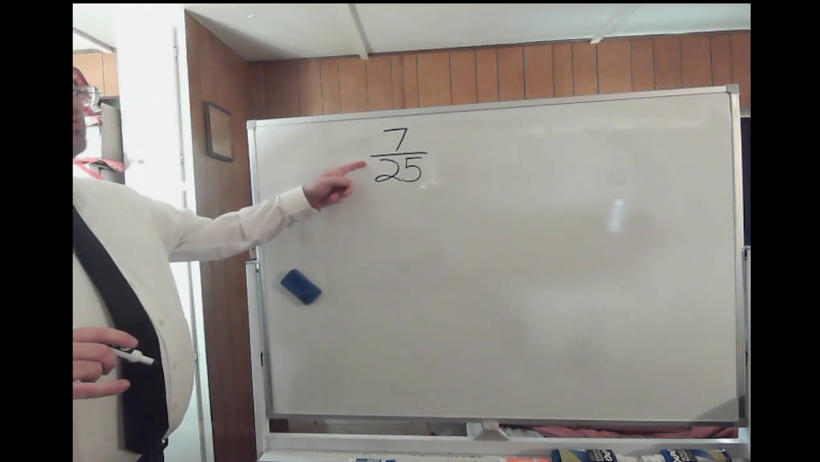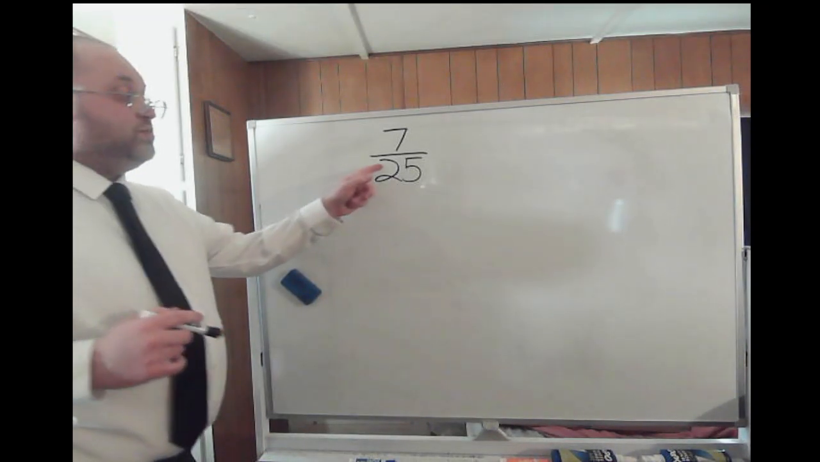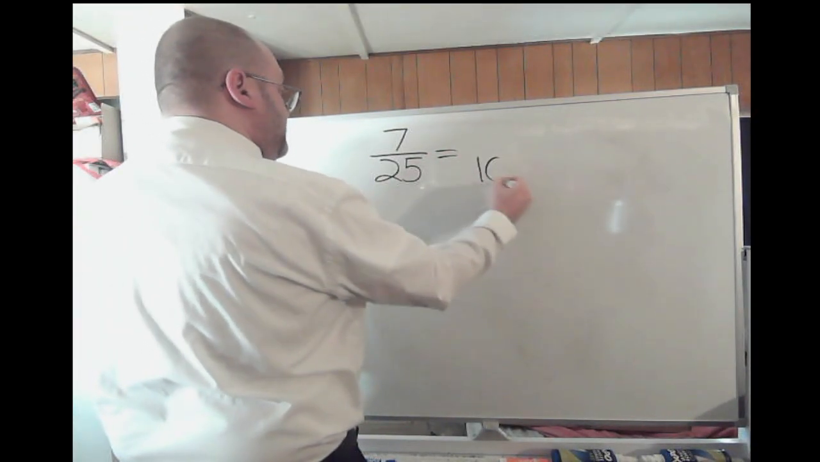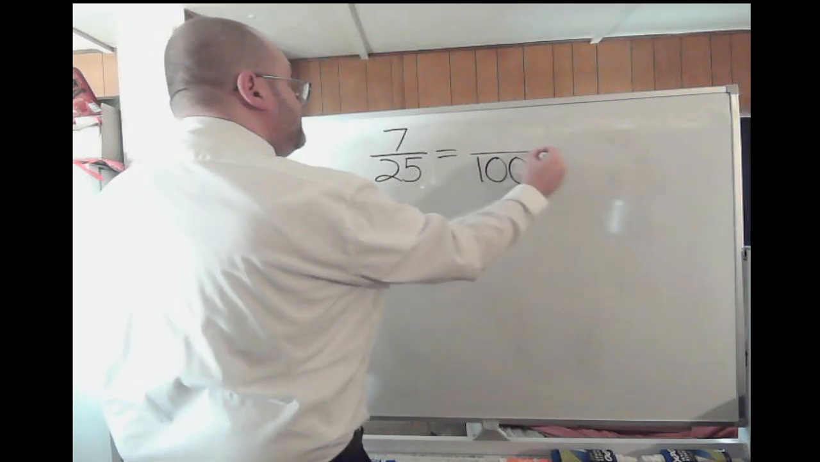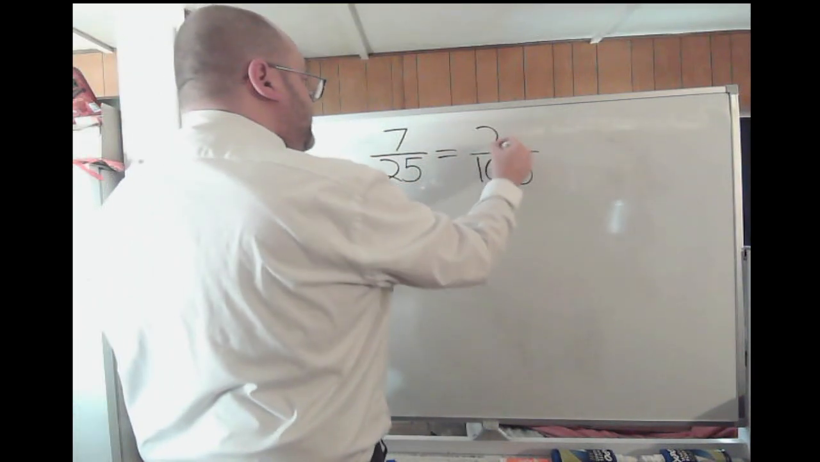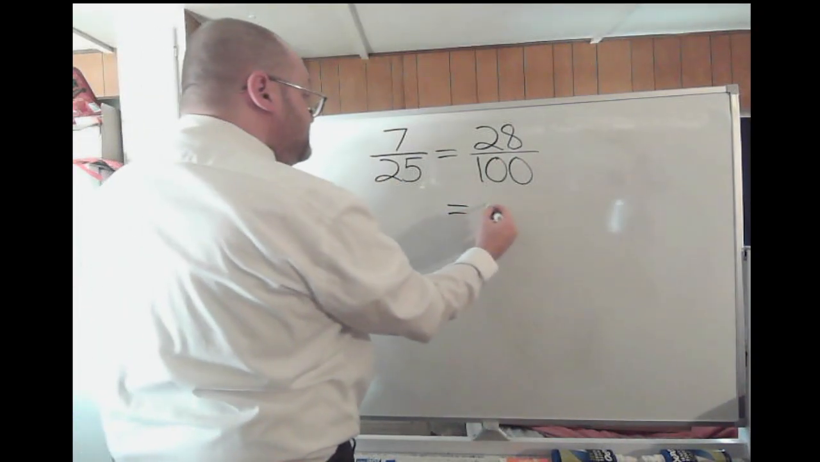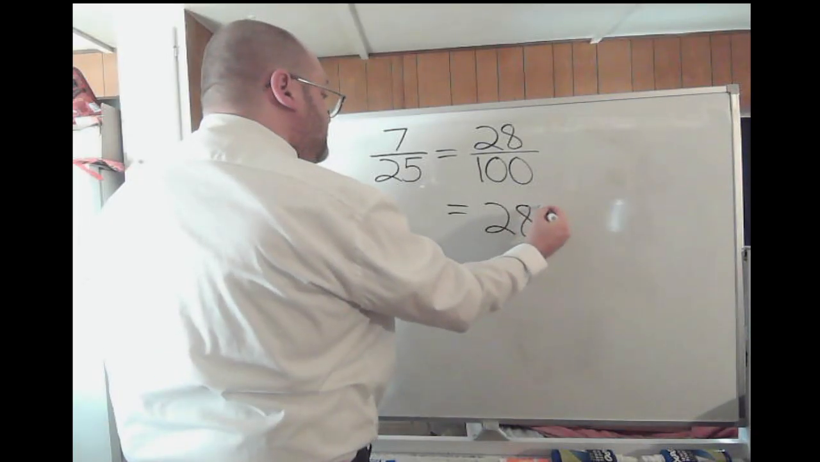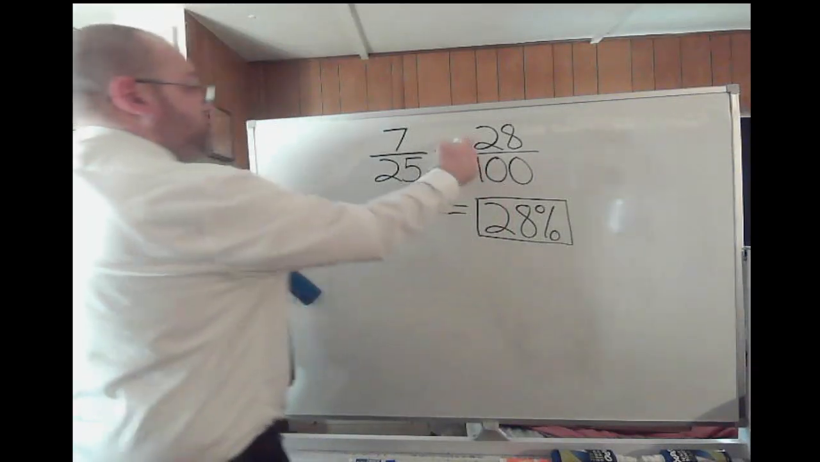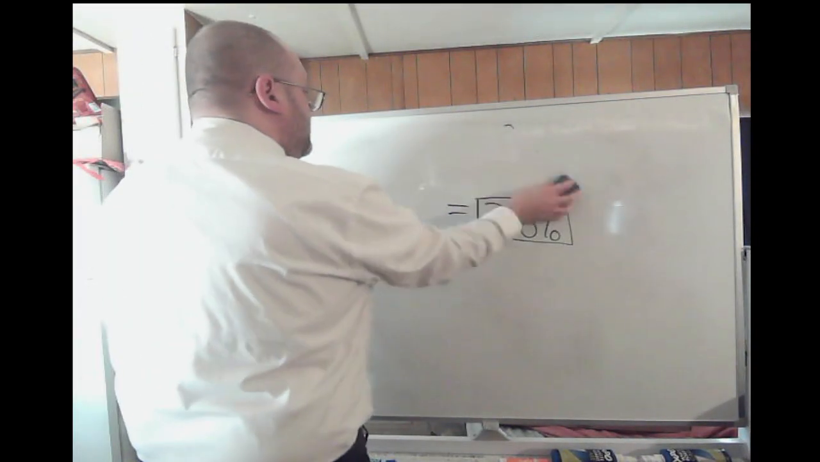Well, a percent means the denominator is 100. It's out of 100. Well, we can multiply 25 by 4 to get a denominator of 100. So if you multiply 25 by 4, you get 100. But what you do to the denominator, you've got to do to the numerator. So 7 times 4, that's 28. You get 28 out of 100, which is 28%. That's exactly what you would get, 28%, because 28 out of 100 is percent. So, easy enough, right?